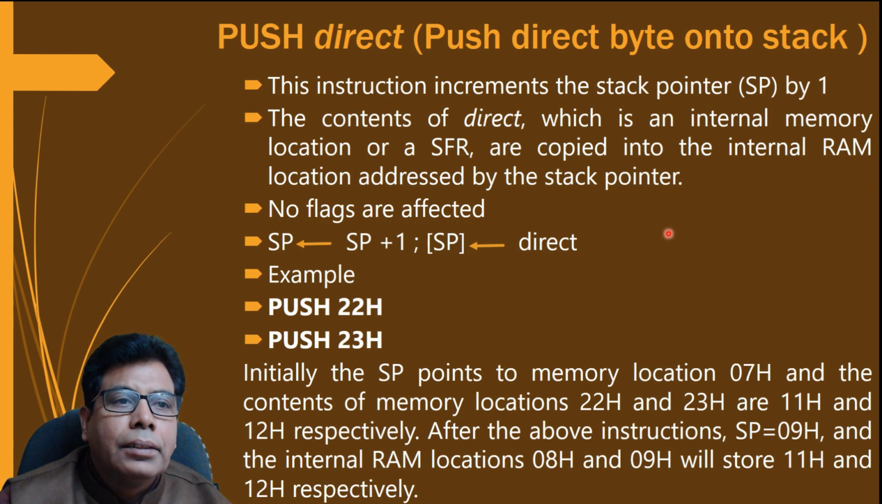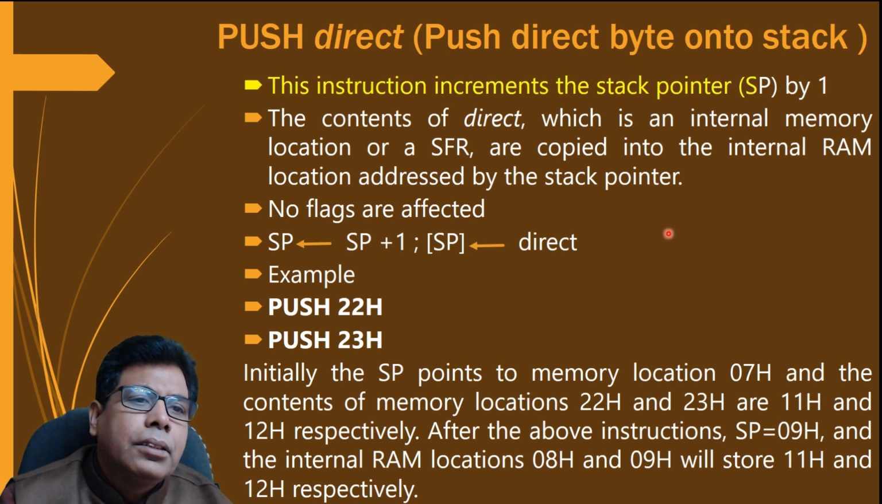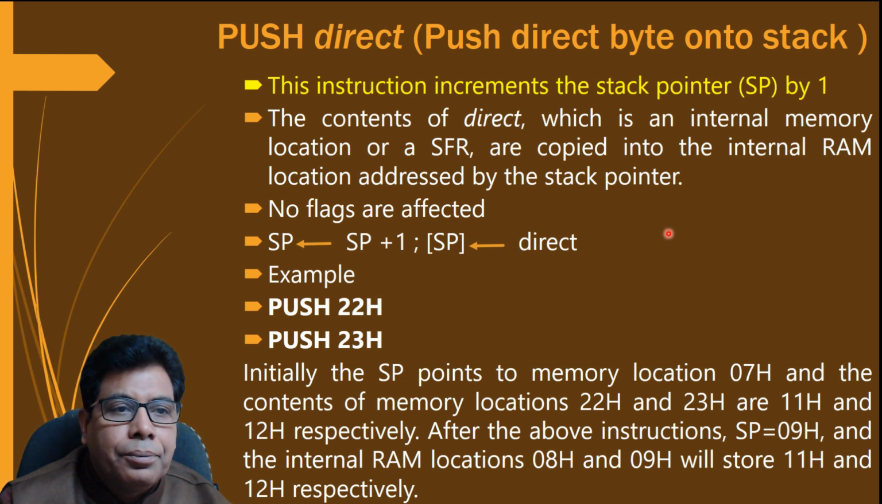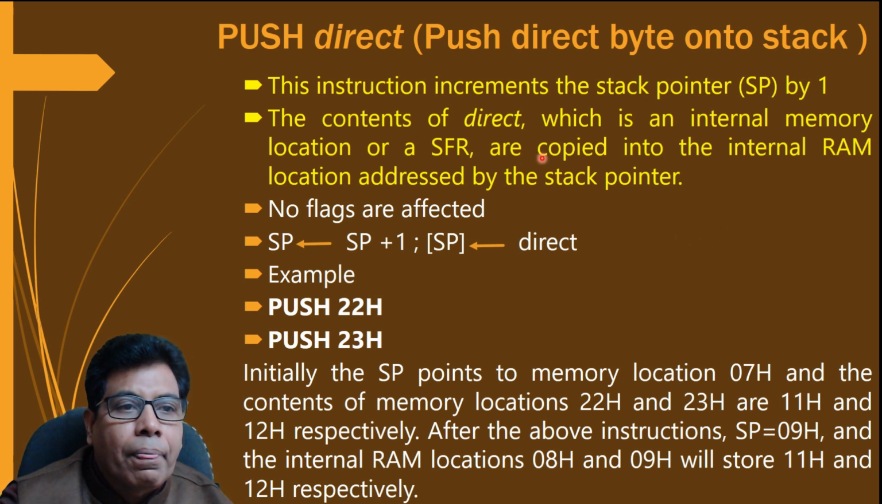Then let us see the instructions. For push we have push direct. So this is the push direct byte onto the stack instruction. This instruction increments the stack pointer by 1, and the contents of direct, which is an internal memory location or an SFR, are copied into the internal RAM location addressed by the stack pointer. So this is a little tricky, you have to understand it. Now the contents of direct, where direct indicates the internal memory or SFR.